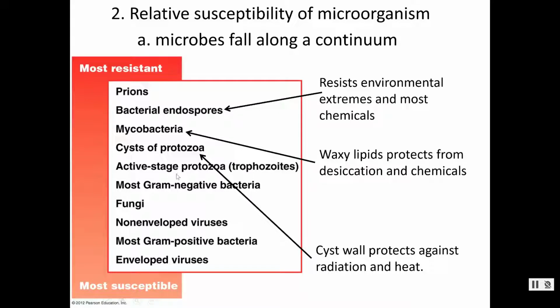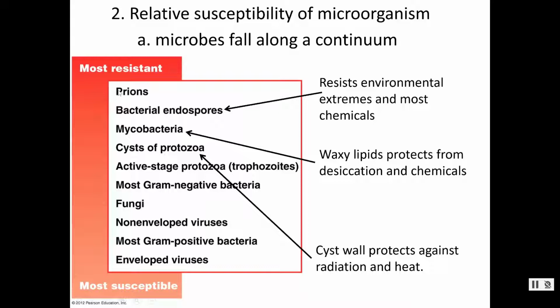All right, and then we're getting easier and easier to get rid of. The protozoans themselves are easier, and then gram-negative bacteria, fungi, non-enveloped viruses, which is the protein. Gram-positive bacteria are actually pretty easy to get rid of, and enveloped viruses are the easiest things. What should you know from this? We talked about prions in our virus chapter. Prions, you cannot get rid of them by sterilization. The only way you get rid of prions is complete incineration. There is an enzyme that can get rid of them, but they're very hard to get rid of.